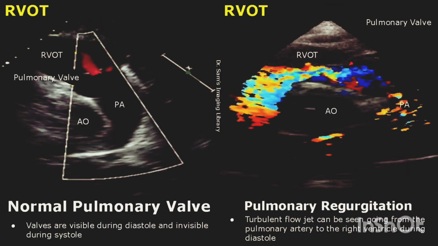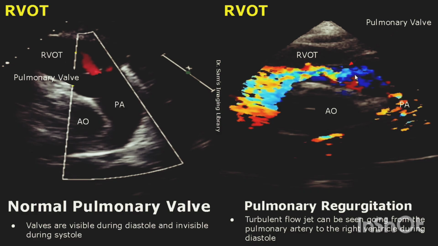Now we move on to pulmonary valves. This is an image of a normal pulmonary valve. This image shows the right ventricular outflow tract. The normal valves are visible during diastole and are invisible during systole. In pulmonary regurgitation, a turbulent flow jet can be seen going from the pulmonary artery to the right ventricle during diastole.